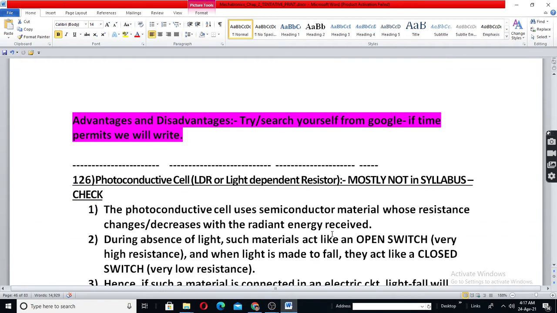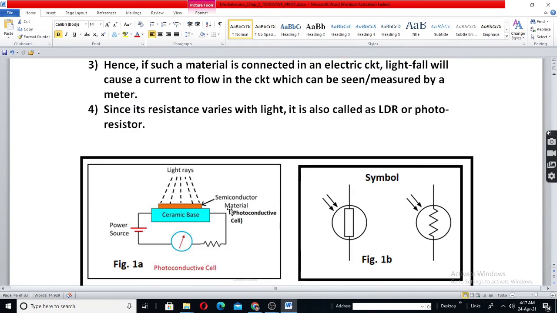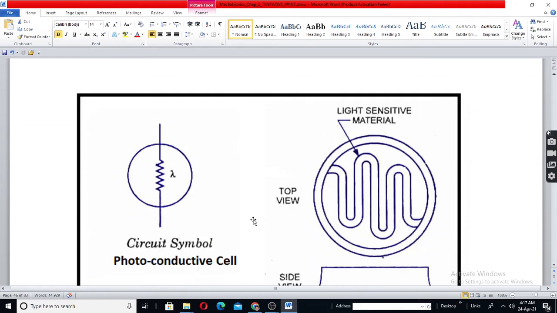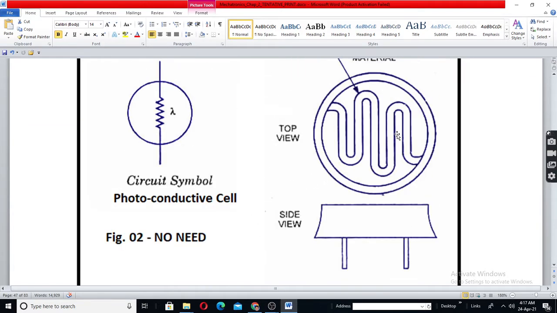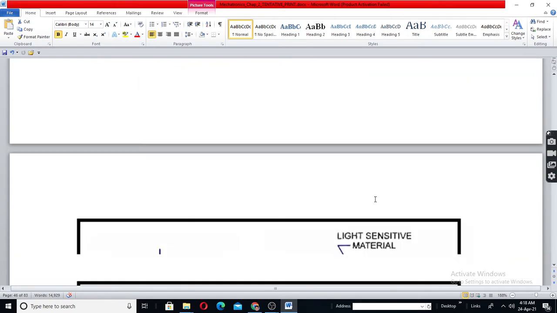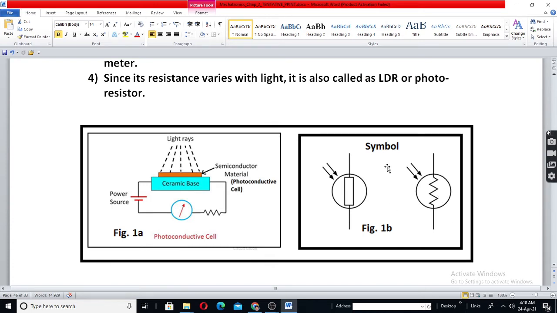Next is photoconductive cell. It is not mentioned in your syllabus. This is nothing but LDR. You know that when light falls on a LDR material, its resistance changes. So this is the symbol. We can also use this symbol also. Here lambda means wavelength, the light sensitive material. We can also use these symbols. See, a resistance is put here and light is shown here, means LDR.